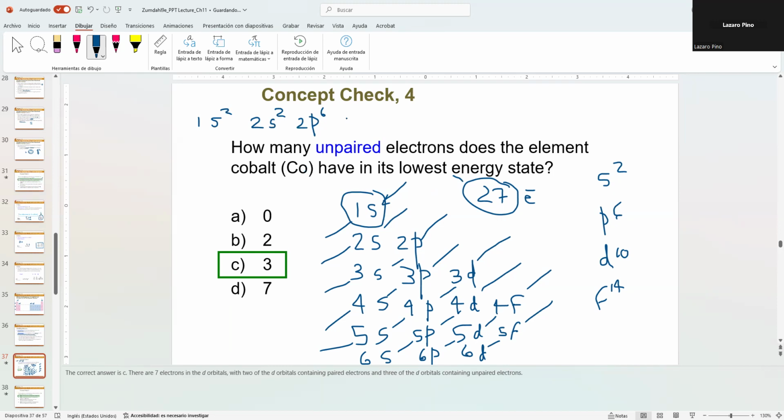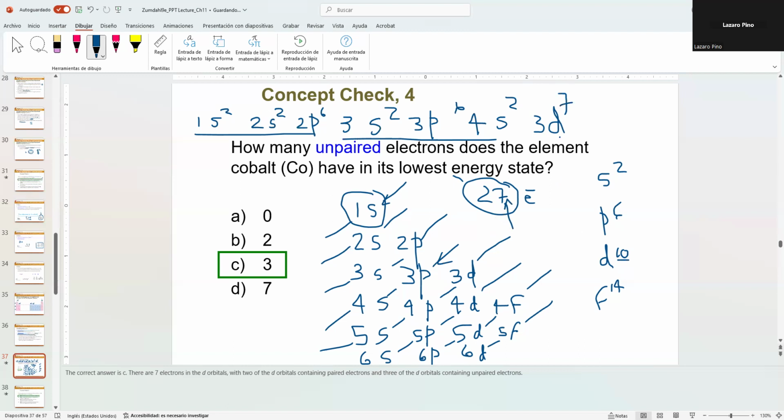Then we continue to 3s2, then 3p6, and then 4s2. Then until here we have 10 and 10, 20 electrons. We have 7 more electrons. Let's continue. After that, we go to level 3. Level 3 can have 10 electrons, but we have only 7 electrons left.